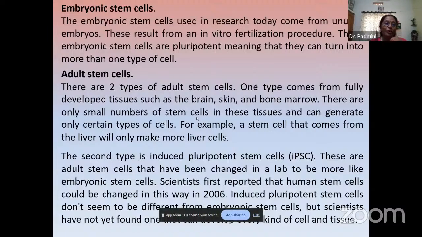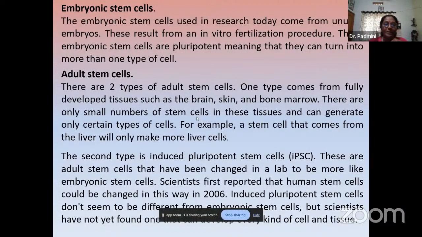Other than that, we also have adult stem cells. As I told you, embryonic stem cells are a little bit controversial, because people think that when you take out the cells from the embryo, we are trying to kill a life. So there is a lot of controversy behind that, though it's a very beautiful cell, which can grow into whatever cell that you want. Then you also have an alternative called adult stem cells. So now we're talking about adult stem cells.